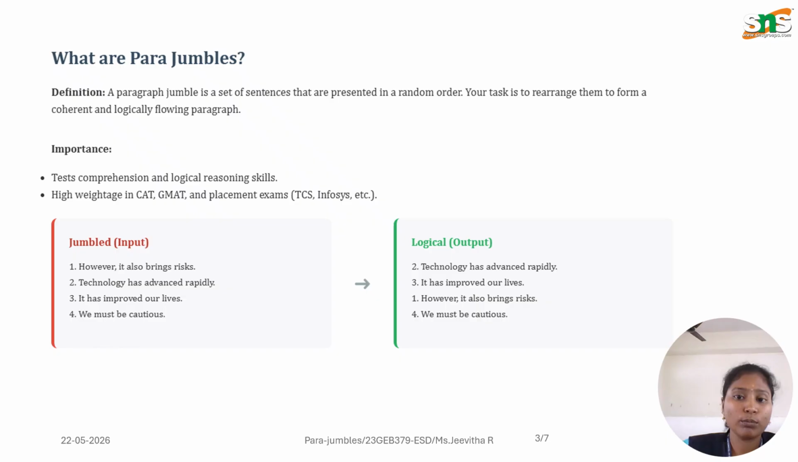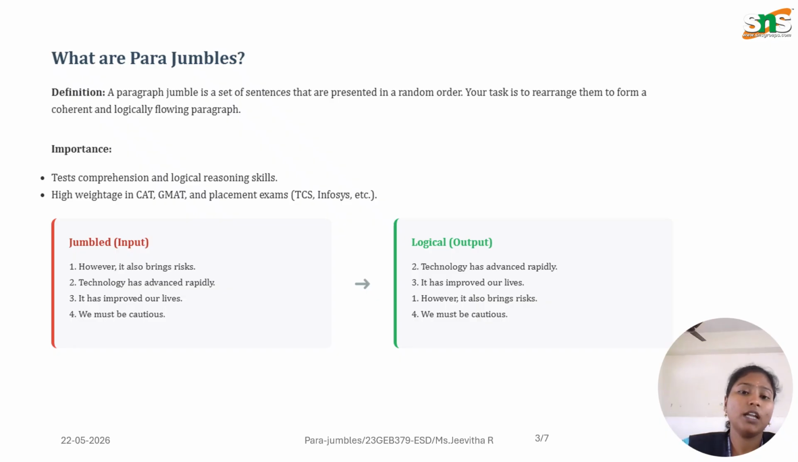Look at the simple input output block example on the slide. Under jumbled input, we read: One, however, it also brings risk. Two, technology has advanced rapidly. Three, it has improved our lives. Four, we must be cautious. It reads very broken and awkward.